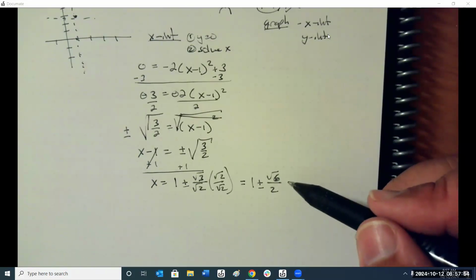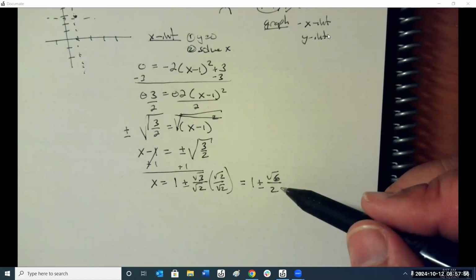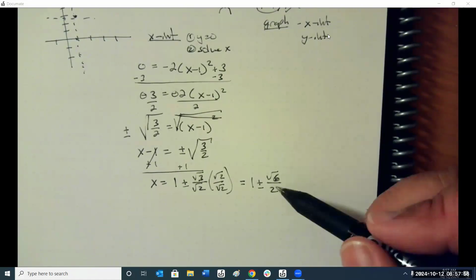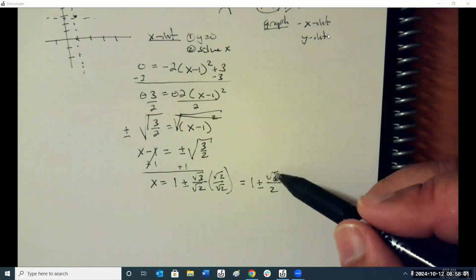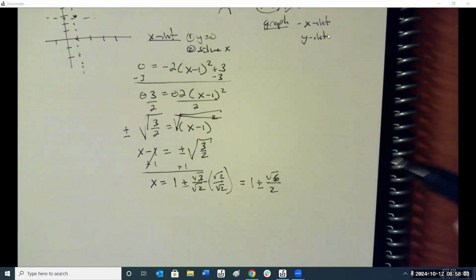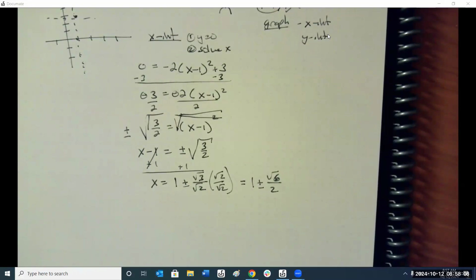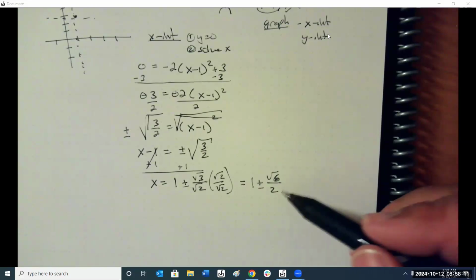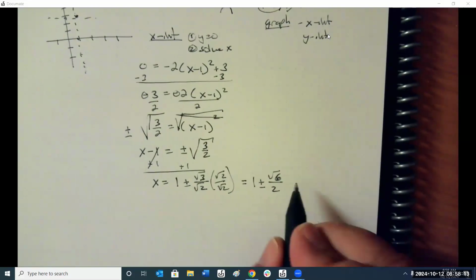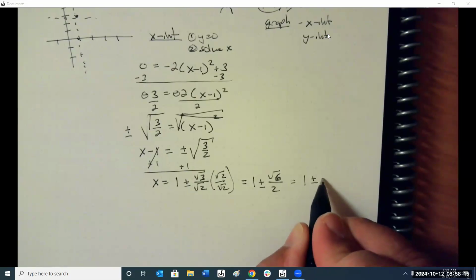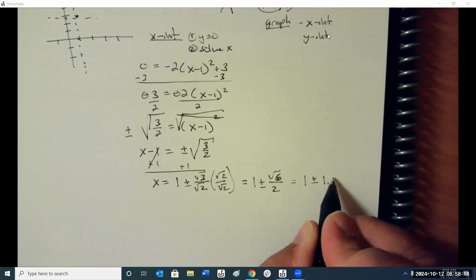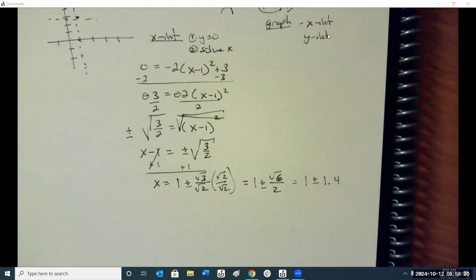So we get square root of 6. Square root of 4 is 2. Square root of 9 is 3. So this number here is bigger than 2. Since it's bigger than 2, 2 divided by 2 is 1. So we're looking at 1 plus or minus 1.4, let's say 1.2, something like that. If you have a calculator, you could do it much better. So those are my x-intercepts.